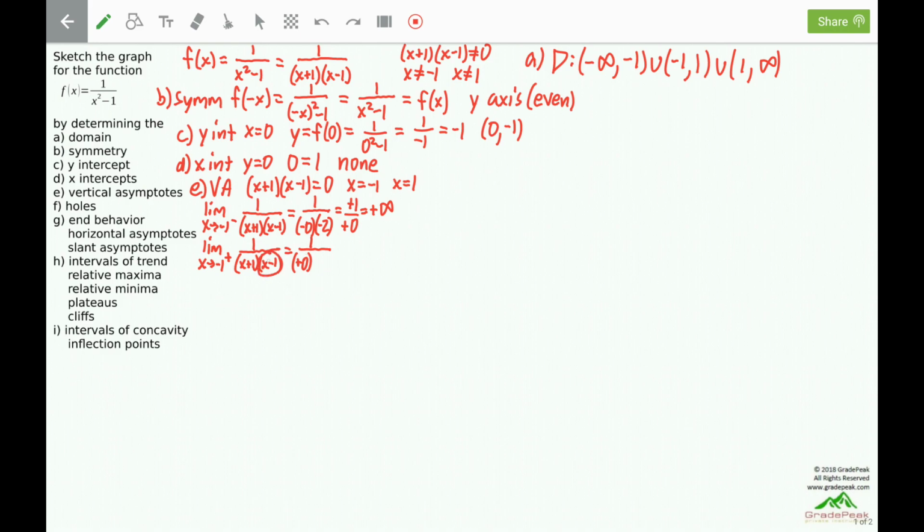Plugging in a negative 1 to the second factor, minus 1 minus another 1 will be a negative 2. In the numerator, we have a positive 1. In the denominator, we have a positive times a negative, which is a negative, and 0 times 2 is a 0. A positive over a negative is a negative, and non-zero over 0 is an infinity.